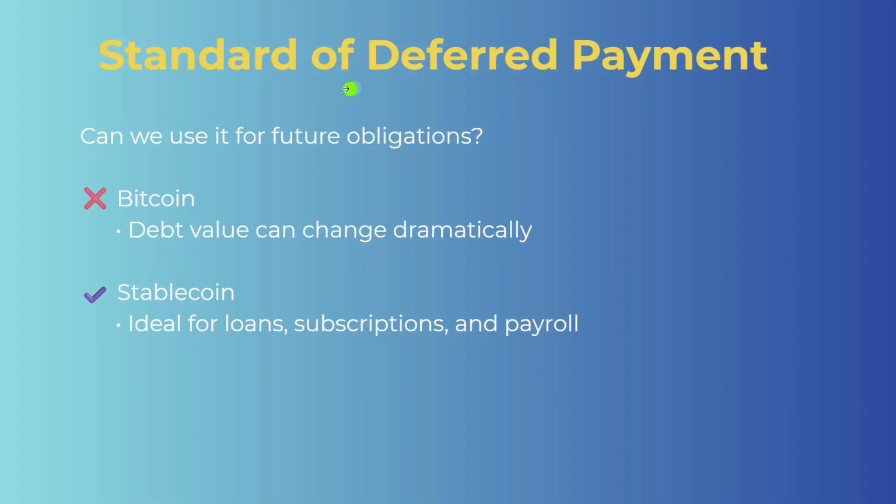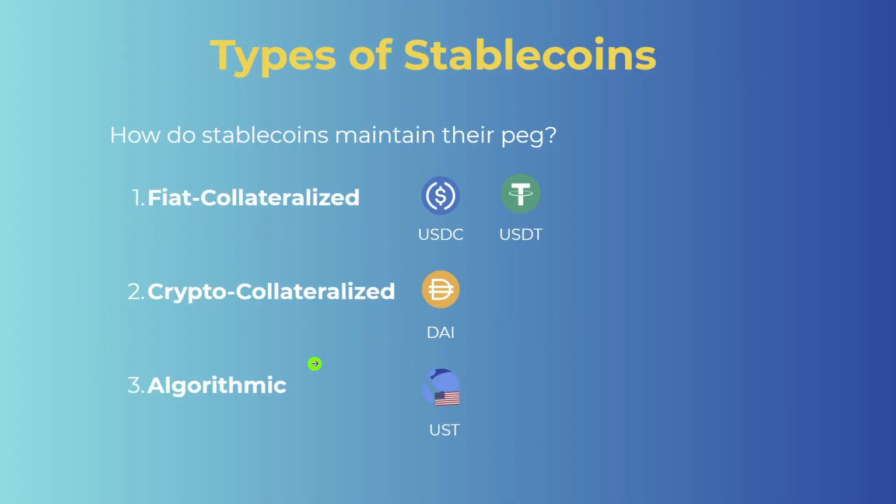Standard of deferred payment, which brings up the question: can we use it for future obligations? Bitcoin cannot be used because the debt value can change dramatically. Instead, we can use stablecoins because they are ideal for loans, subscriptions, and payroll.